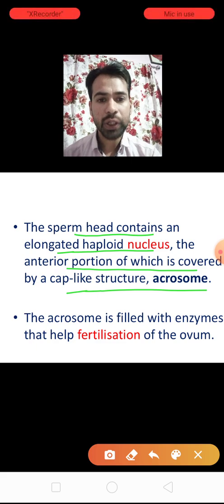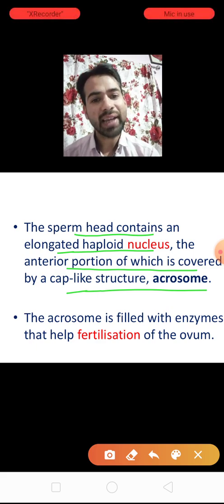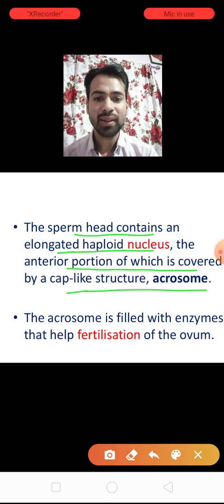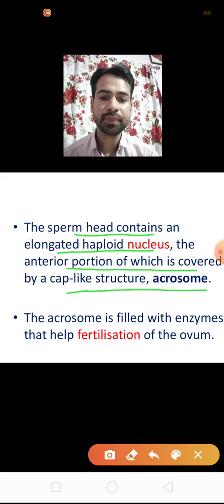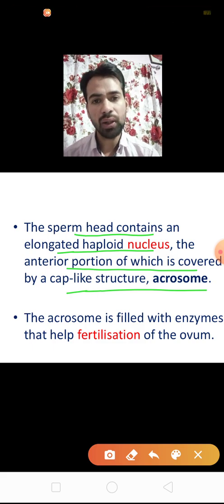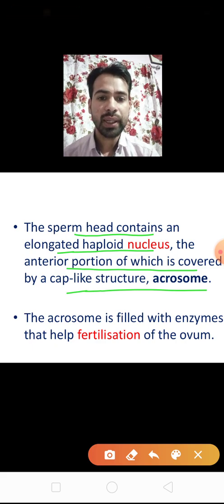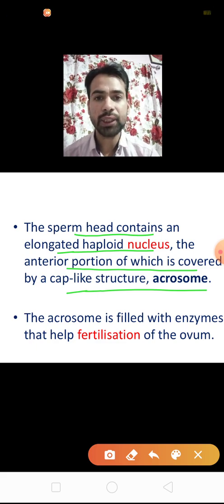I repeat once again, the first part of the sperm, that is head. It contains the nucleus, and the anterior portion of the head is covered by a cap-like structure, that is acrosome. The acrosome is filled with certain enzymes that help in fertilization of the ovum. Means the function of the acrosome is to penetrate the egg and help in fertilization.